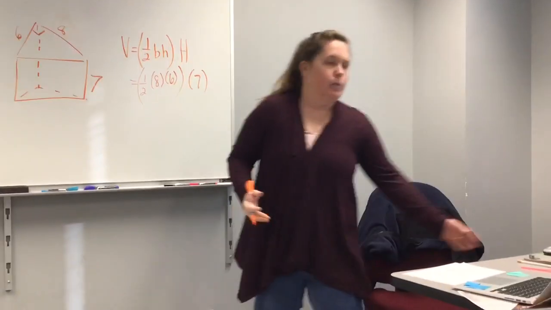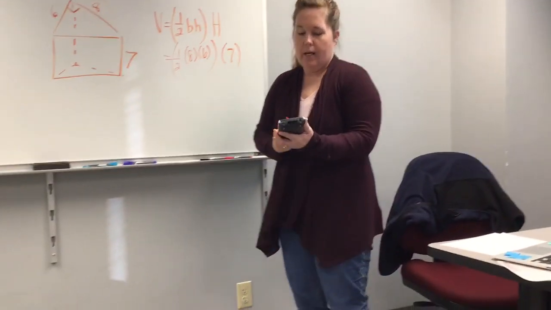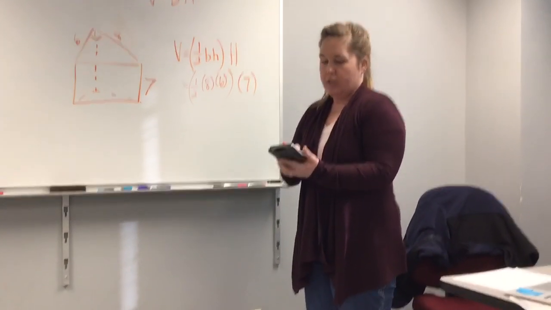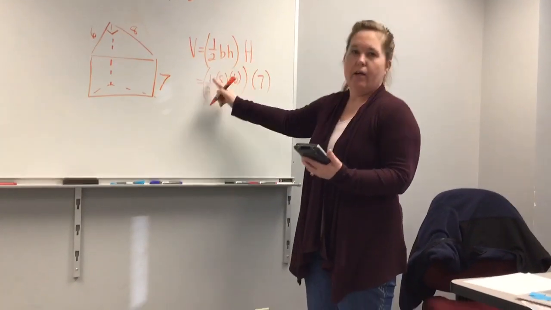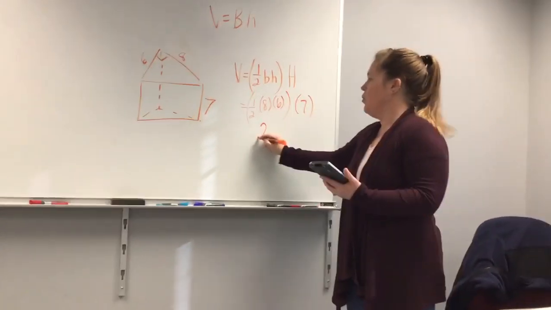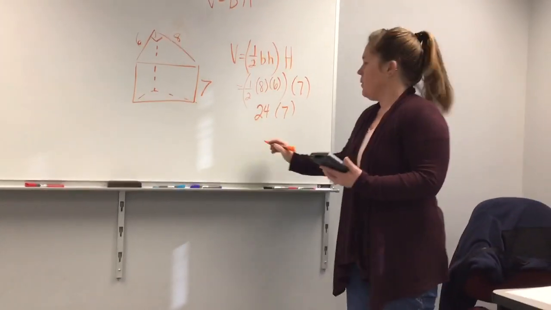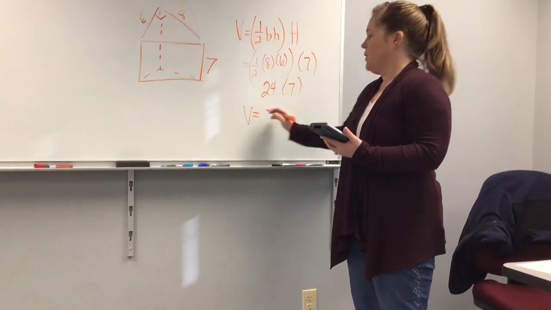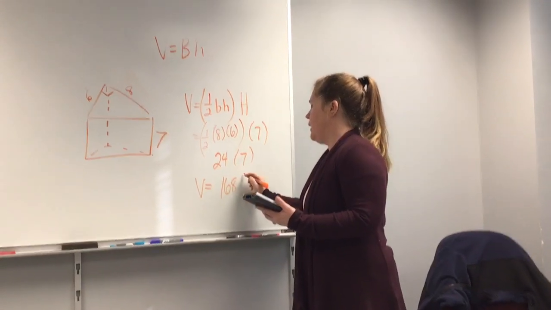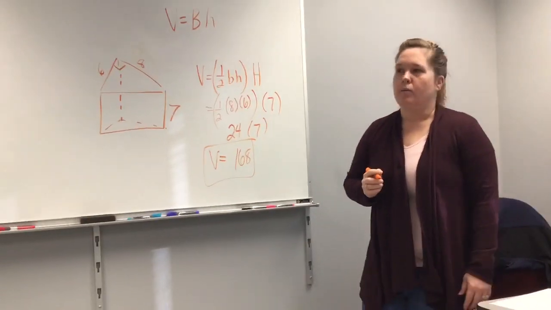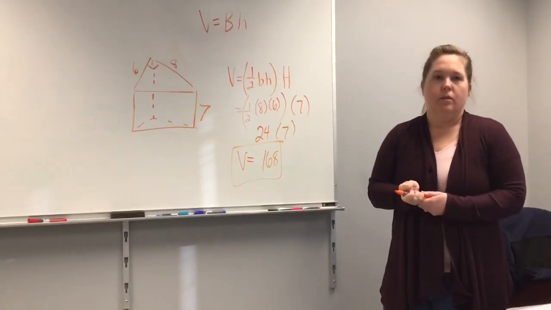So again, we get our calculators out, we multiply it all together. I'm going to take 8 times 6, we'll divide that by 2. So that gives me the area of the base, which is 24. And then if I multiply that times 7, I have a volume for this prism of 168. So we found the volume of a triangular prism.